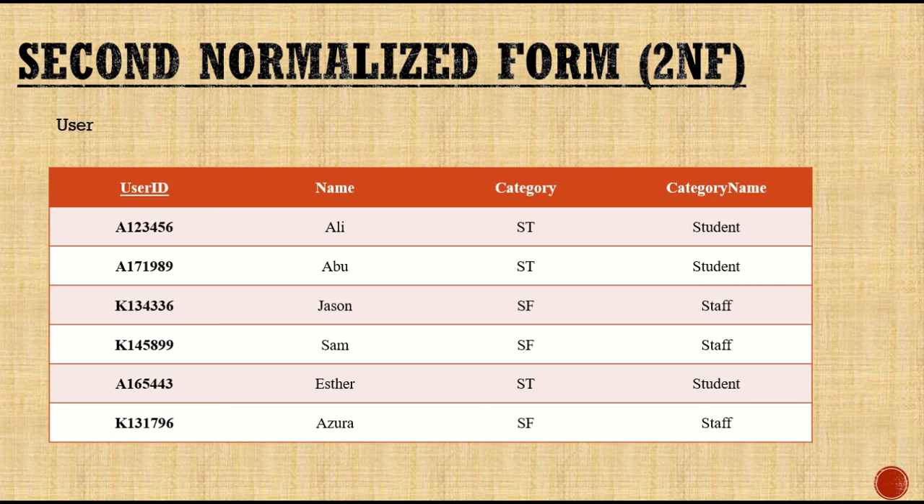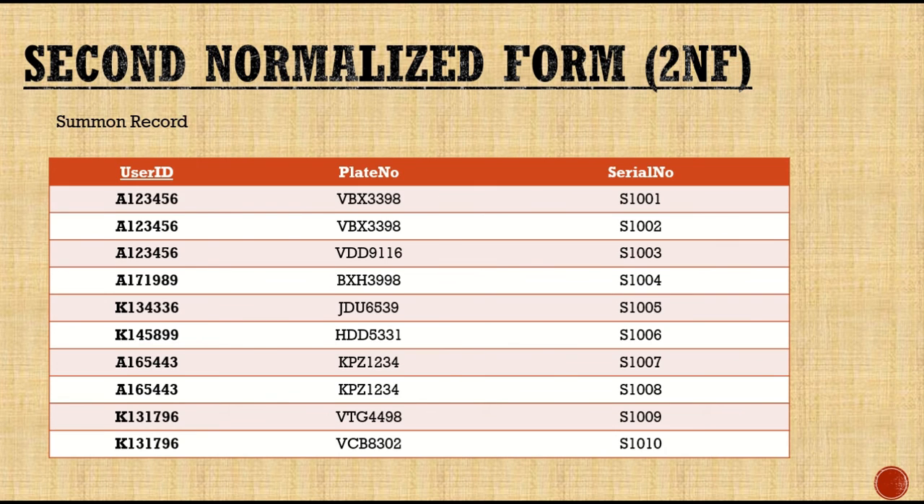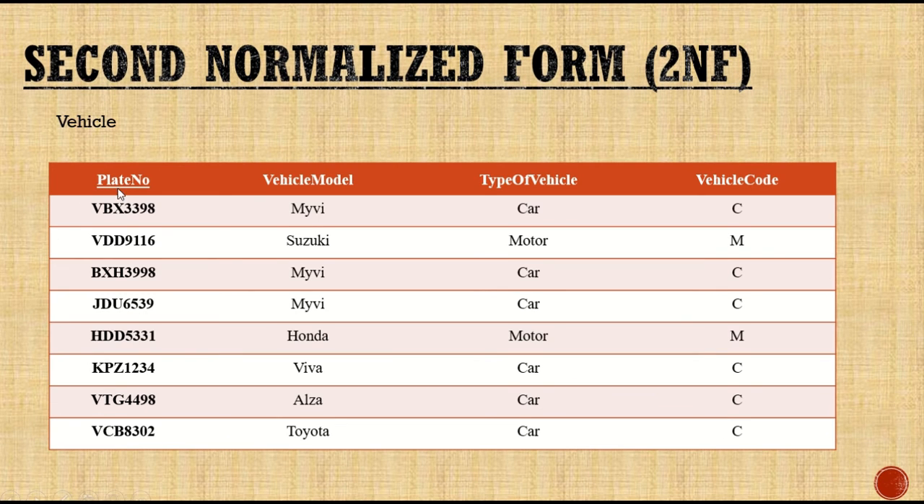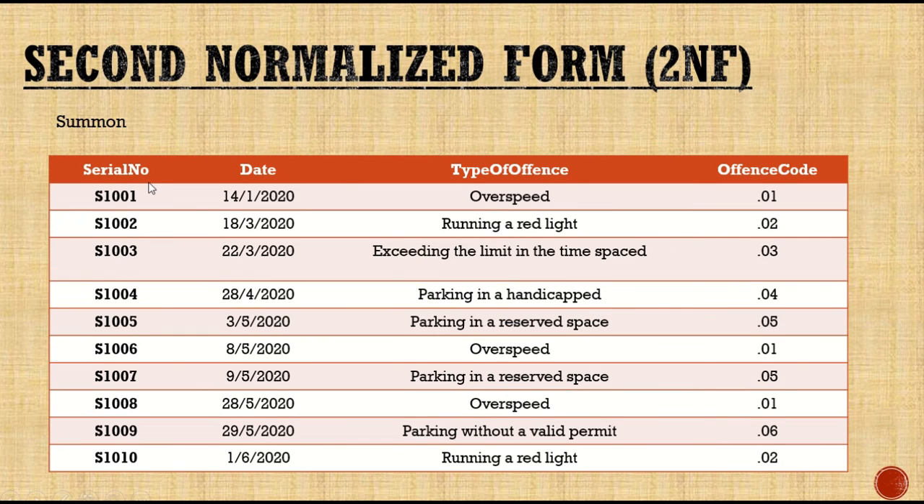Okay, so from the second normalization process, we have formed four tables. The first table is the user table, the second table is the vehicle table, next is the summon record table, and lastly the summon table. From the user table, the attributes are user ID, name, category, and category name. For the vehicle table, the attributes are plate number, vehicle model, type of vehicle, and vehicle code. The third table, the summon record table, has the attributes user ID, plate number, and serial number. And lastly, the summon table has attributes of serial number, date, type of offense, and offense code.